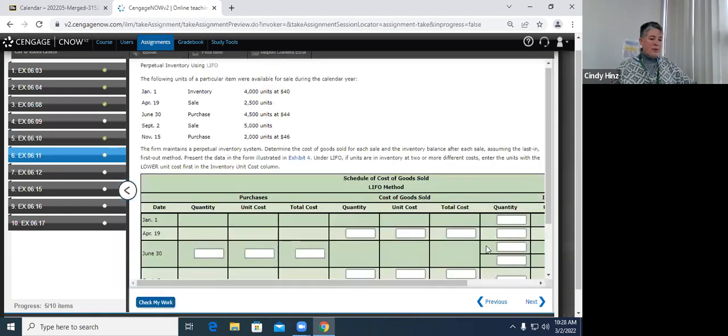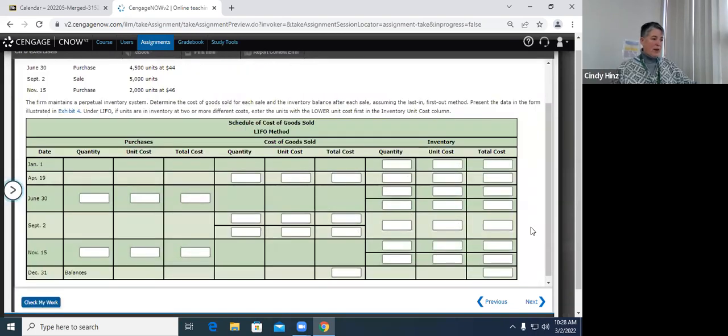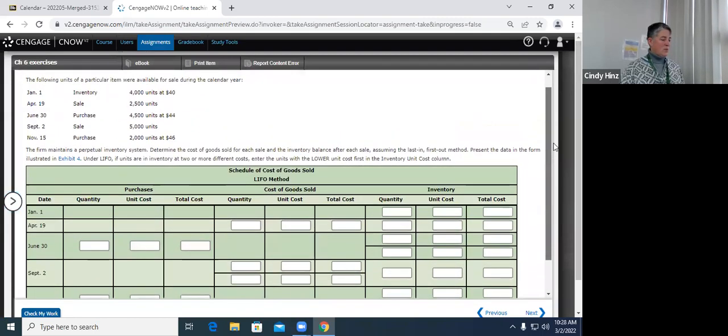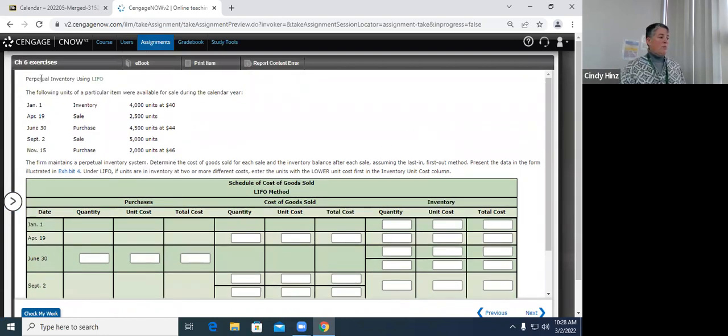So I think with the time we have left, based on how long it took us to do exercise 5, we can probably get through exercise 6 as well. This is the same information we just had, but now we're using the LIFO method. So again, we'll be able to do that comparison like we did in exercises 1 and 2. Perpetual inventory system, LIFO method, and I'm going to go ahead and pause the recording to allow you to try this one on your own. And once you have finished this exercise, please restart your recording.